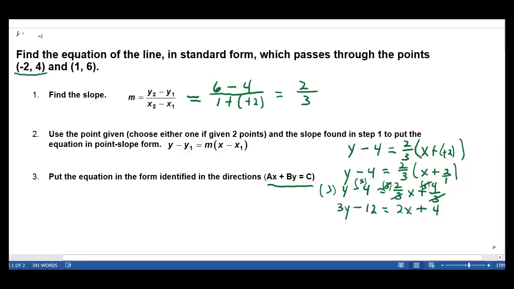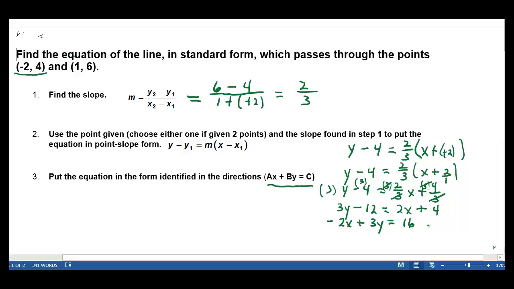So what we need to do now is get the x and y on the same side of the equal sign and the constant on the other so that we have it in our standard form. So what I'm going to do is move the 2x from the right hand side to the left hand side by taking the opposite. So that gives me -2x plus 3y equals, now I'm going to move the -12 from the left hand side to the right hand side by taking the opposite. So here I have a positive 4. Now when I move this over again, it changes from a -12 to a positive 12. So 4 and positive 12 give me 16.